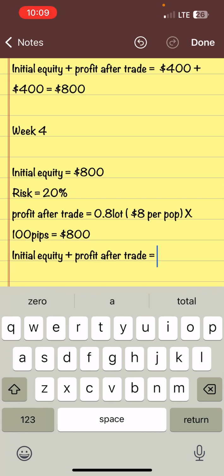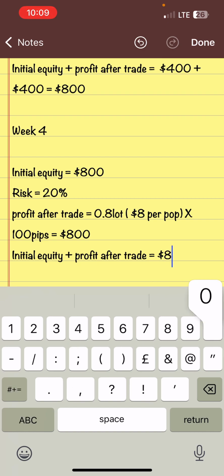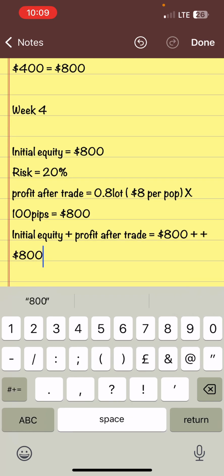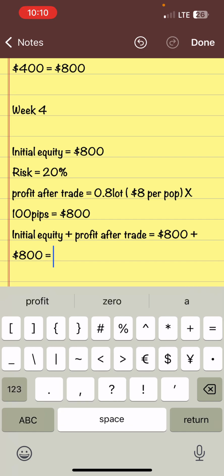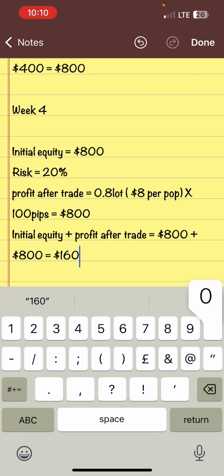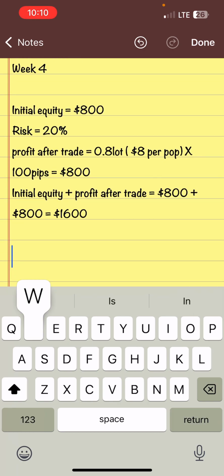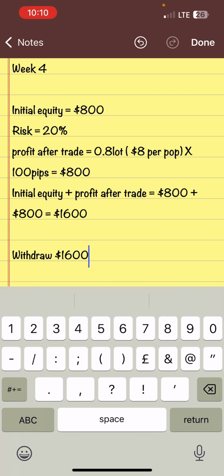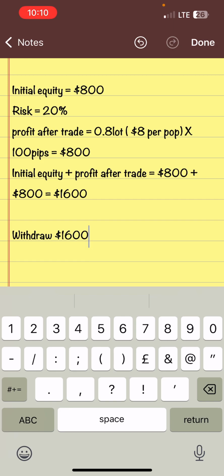So we have 800 previous balance plus 800, our profit after trade. We give you $1,600. So meaning that you withdraw $1,600 in a month. Assuming we have 50 pips.